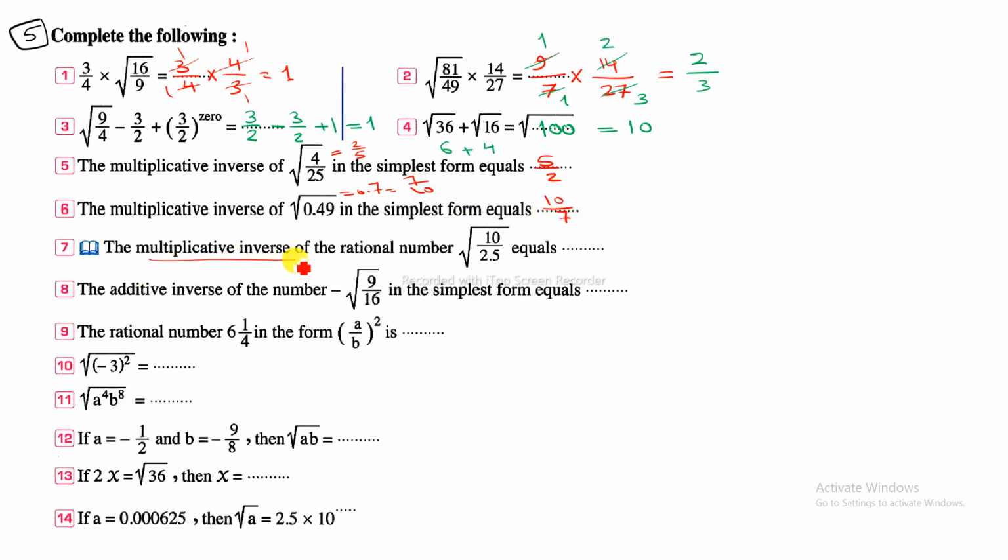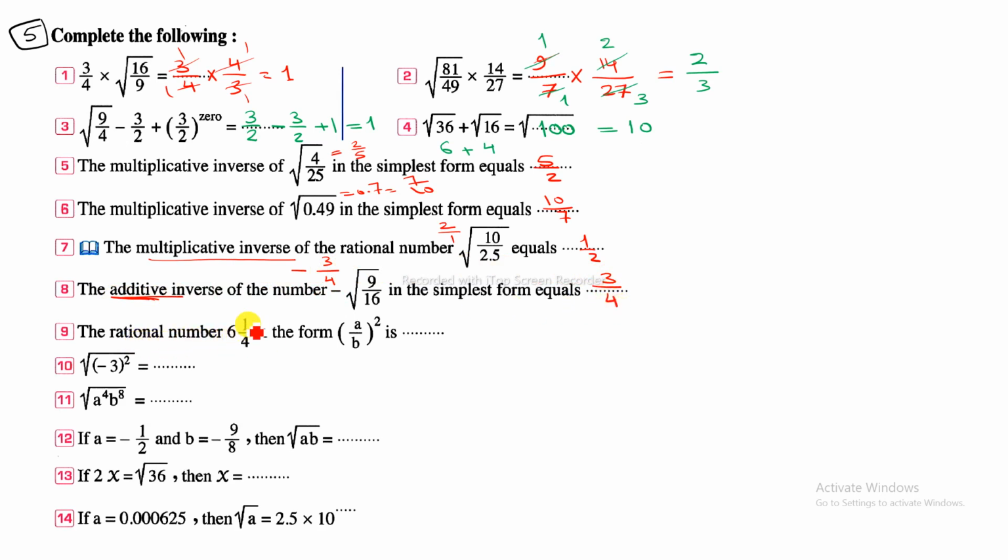The multiplicative inverse of the rational number square root of 10 over 2.5. 10 divided by 2.5 is 4, the square root of 4 is 2. 2 has denominator 1, so what is the multiplicative inverse of 2? 1 over 2. The additive inverse of the number negative square root 9 over 4, which is negative 3 over 4. The additive inverse changes the sign, so its additive inverse is positive 3 over 4.